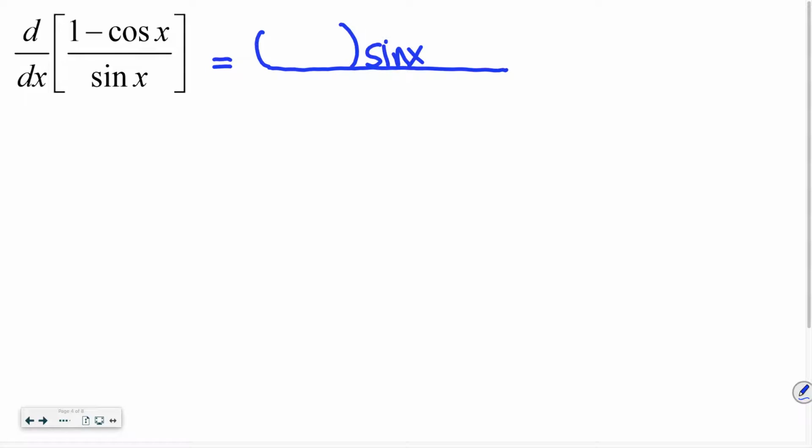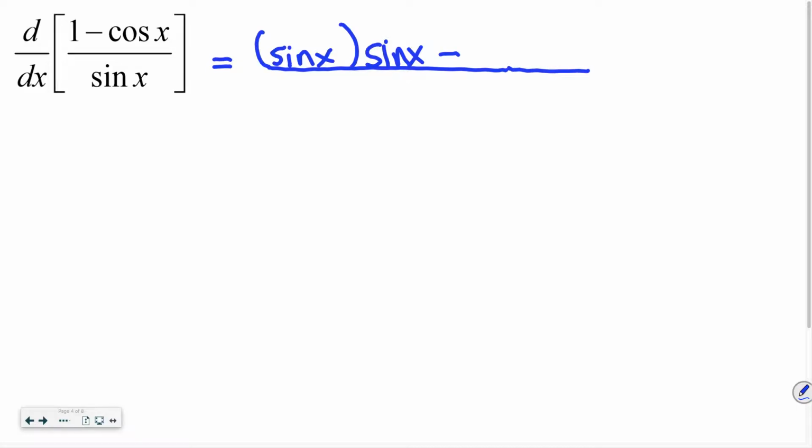Would it just be sine of x? Would it just be sine of x, Turner? Yes. Okay. Emma, why is it just sine of x? Because 1 goes to 0, and then negative cosine x, like cosine x switches to negative sine x, but you already have negative sine x. Okay, good.